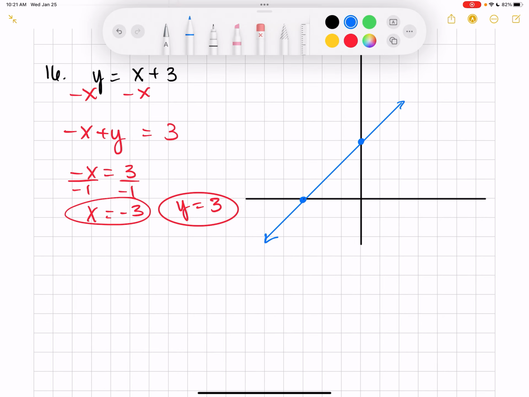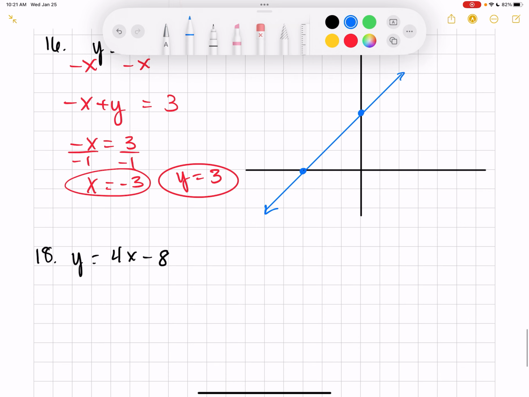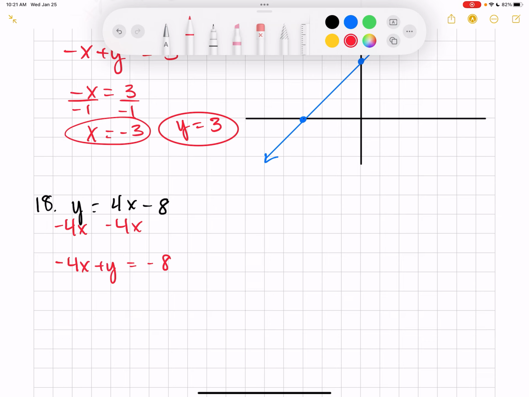Let's see. 18. Y is equal to 4x minus 8. So what do I do for this one? Subtract 4x on the side. So I have negative 4x plus y is equal to -8. So how do I get my x-intercept? 4x equals -8. And then what do I do?